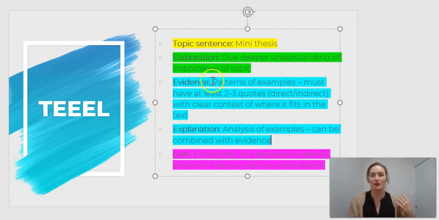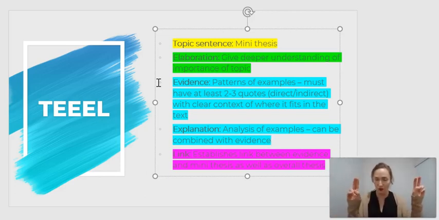So patterns of examples means that it's not a one-off, because if it's a one-off, the marker's going, is that really something that you can prove, or did that just happen once, as an anomaly? It didn't actually ever happen again. Whereas if you get 2 to 3 quotes that show direct or indirect quotes, so direct is quotes that are word for word from the text, indirects are you summarizing that in your own words, you're basically giving those quotes with analysis, saying this is an example of this aspect of my argument, okay? So you need analysis, okay?